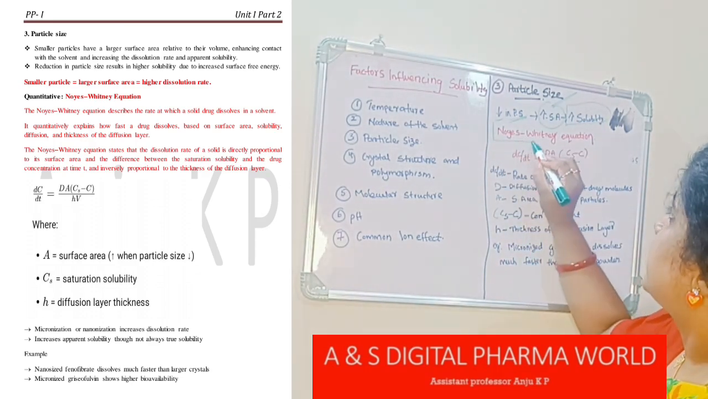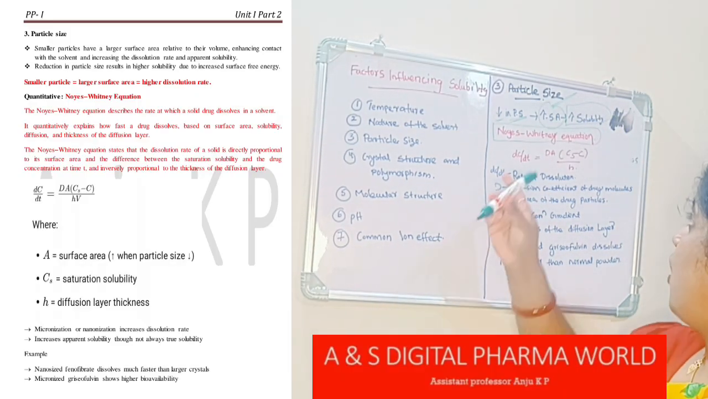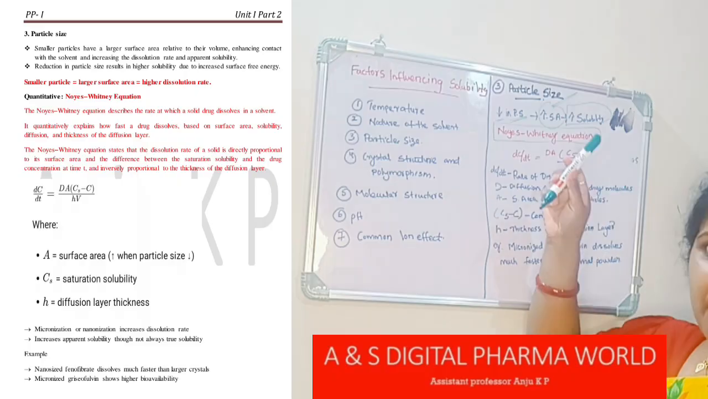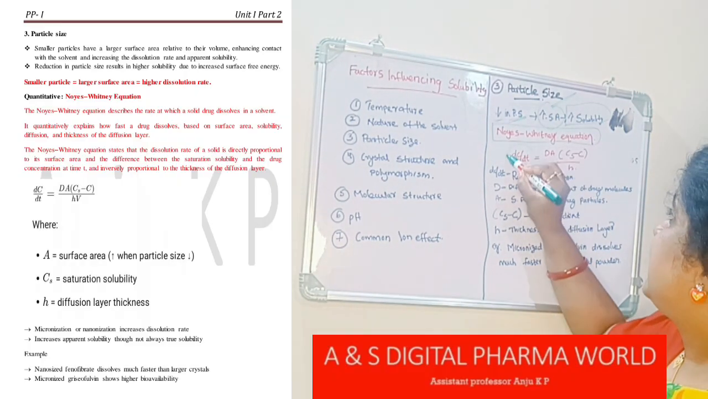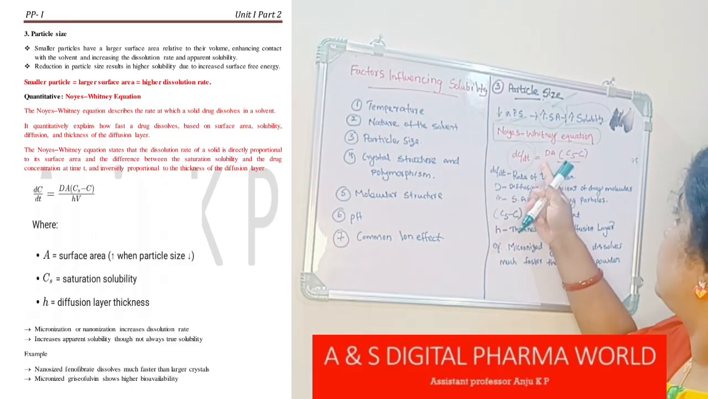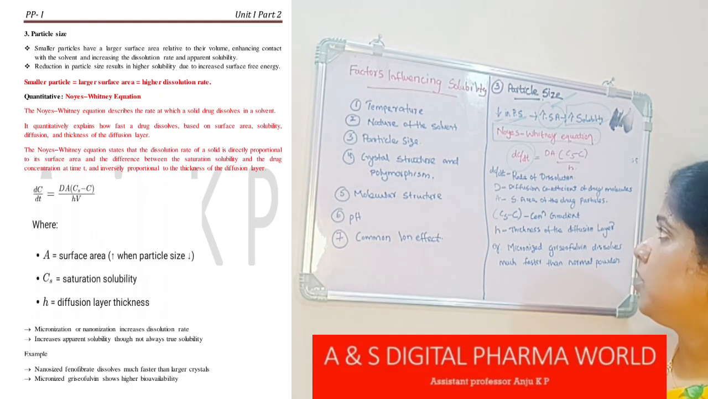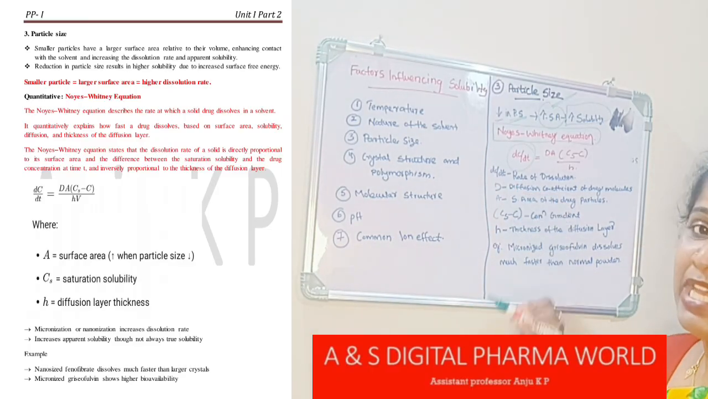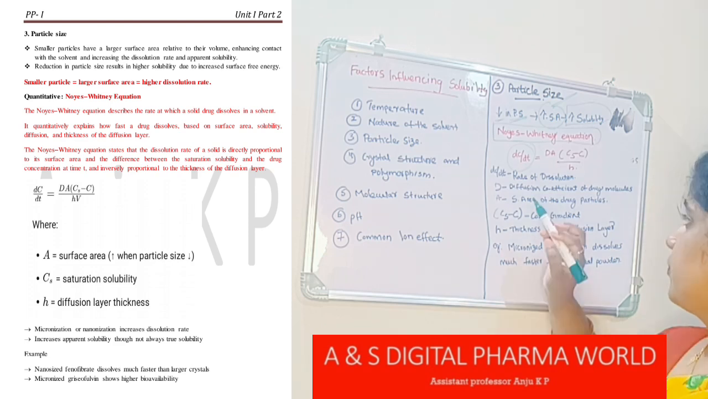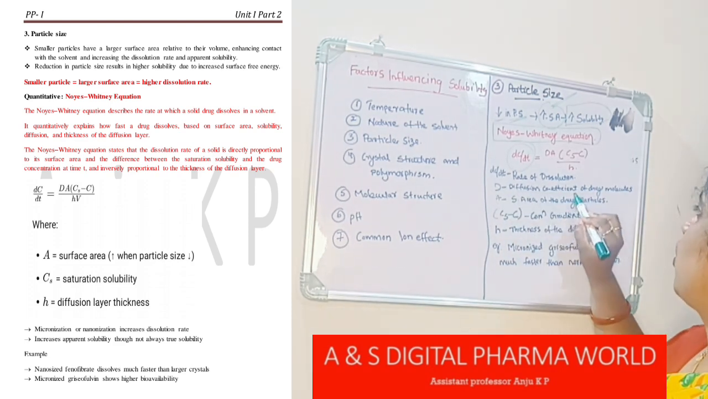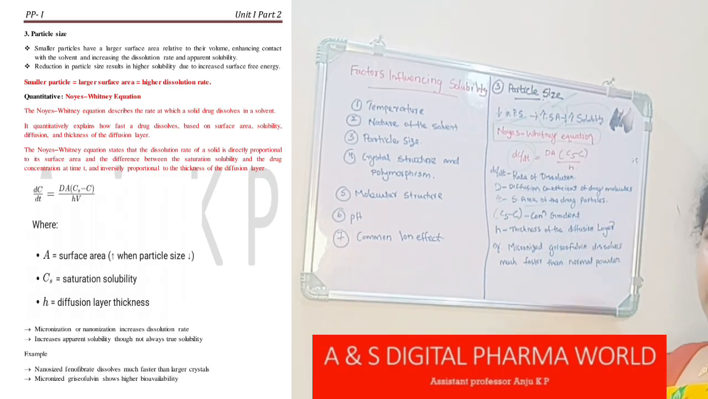This concept is explained by the Noyes-Whitney equation, which shows how surface area and particle size reduction affect solubility. dC/dt = DA(Cs - C)/h, where dC/dt is the rate of dissolution, how fast the process is taking place. D is the diffusion coefficient of the drug molecules, and A is the surface area of the drug.